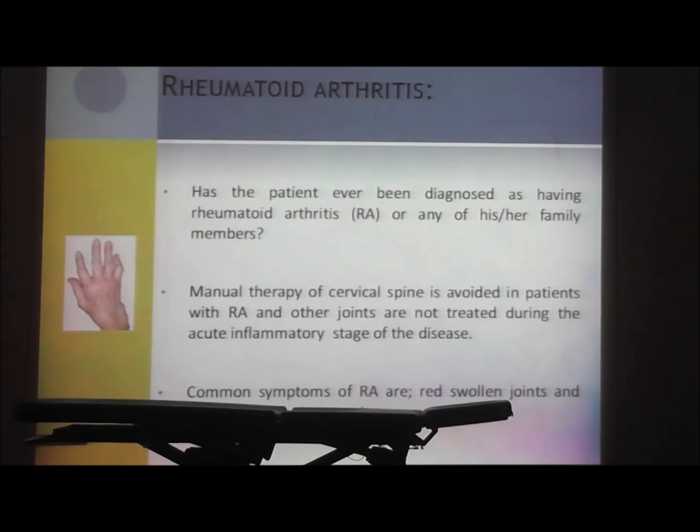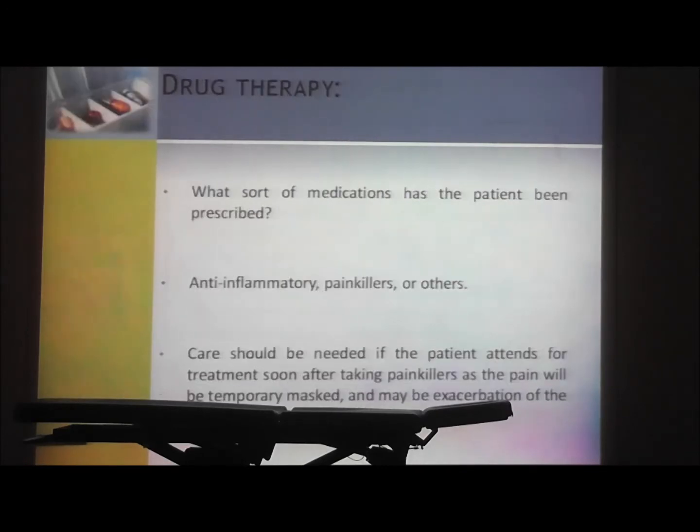Then I will ask about rheumatoid arthritis. I ask the patient, do you have any rheumatoid arthritis, or has it been in your family? Because aggressive mobilization, I mean grade 3, grade 4, and manipulation are contraindicated for those people, because maybe you're causing more swelling, more redness, all this stuff for the patient. Then I will ask about drug therapy, because some of the patients use steroid medication, they use cortisone, and all this will weaken the bone. And if you do mobilization or manipulation, maybe it will break down the vertebra.